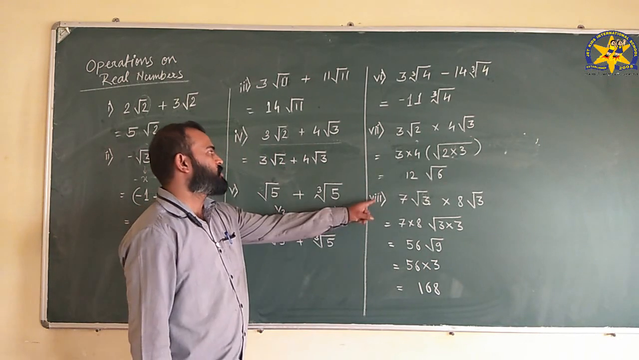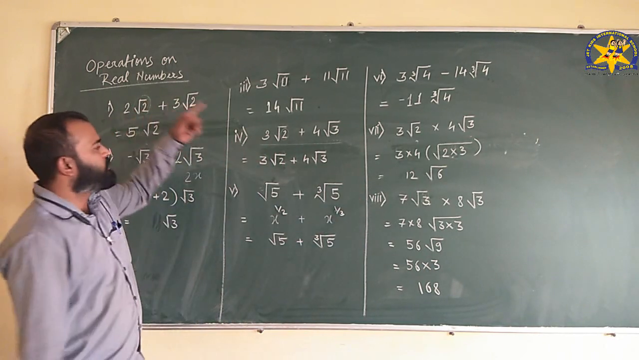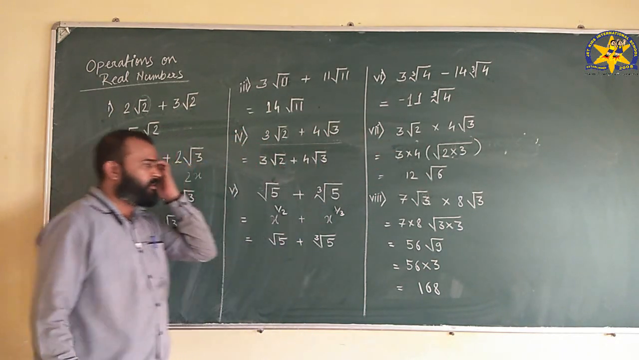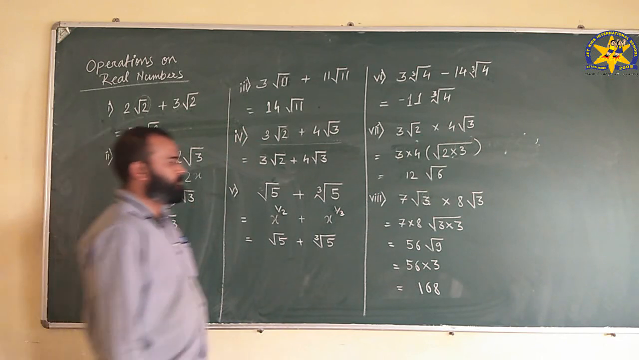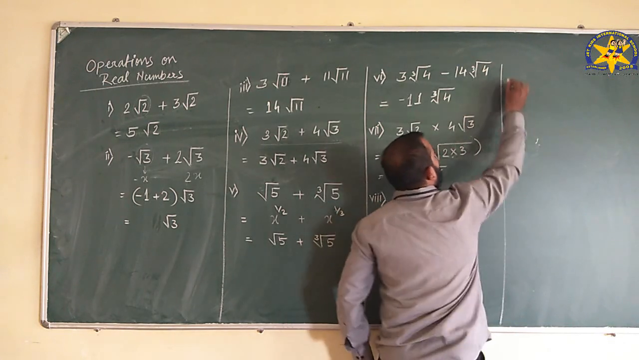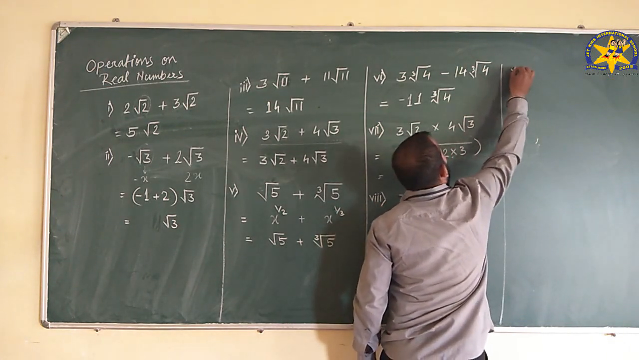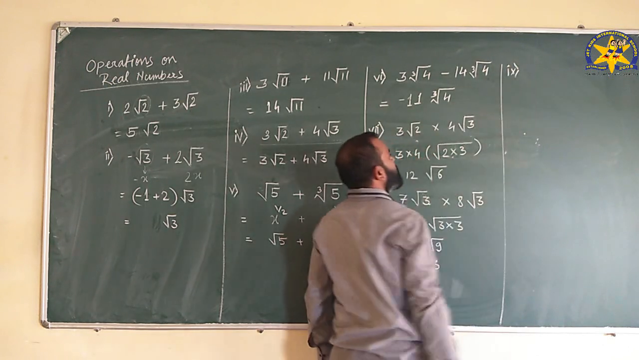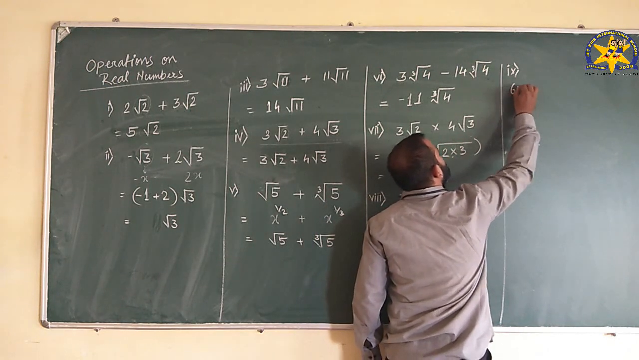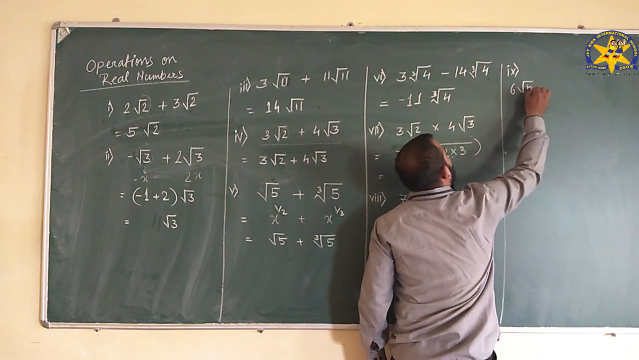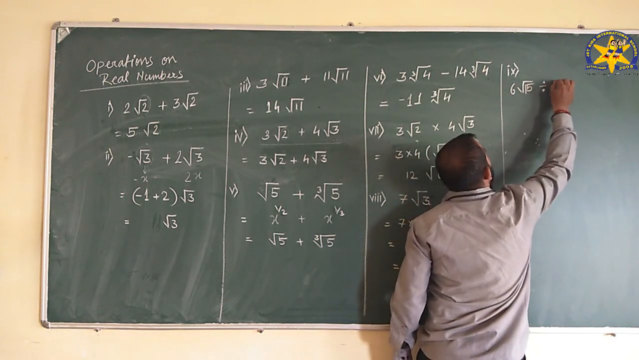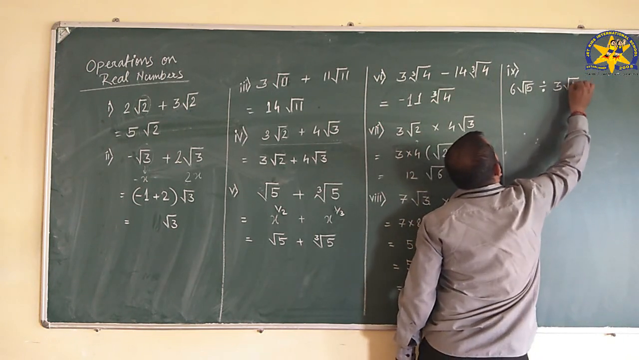Okay. So in this way we can add, we can subtract and we can multiply, and also we can divide the real numbers in the same way. Again, one example of division I am taking. See it carefully. Nothing new is there. 6 root 15 divided by 3 root 5.